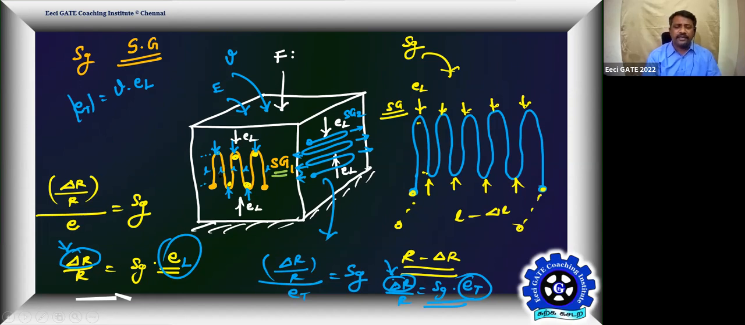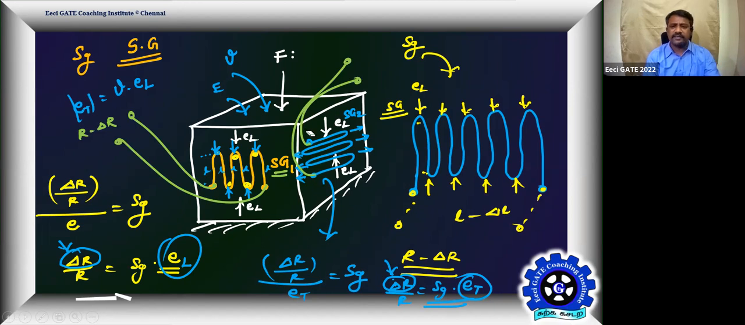Since it is negative, the net resistance of this is going to become R minus delta R only. What is the net resistance of this? Let me take it here itself. What is the net resistance of gauge 2? So call it as gauge 1, RG1. I'll call it as RG2. What is RG2? Gauge 2 resistance is going to become R plus delta R. Getting? Yes or no?